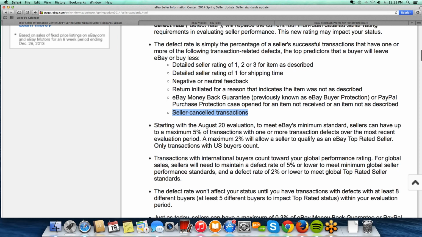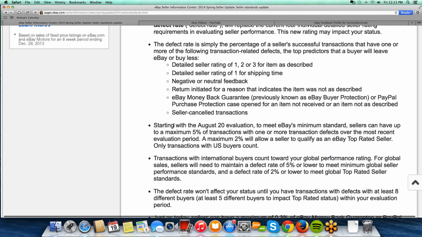Now, if you read right below where we're just looking, it says starting with the August 20th evaluation, to meet eBay's minimum standard, sellers can have up to a maximum of 5% of transactions with one or more transaction defects over the most recent seller evaluation period. 5%, guys, that's not a big number. So out of 100 transactions, you can't have more than 5 that were canceled because of out of stock or had one of those other issues take place.